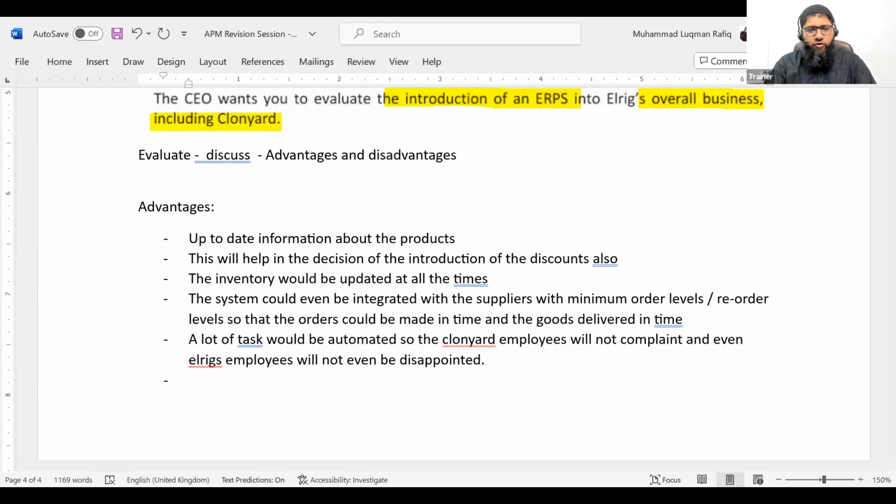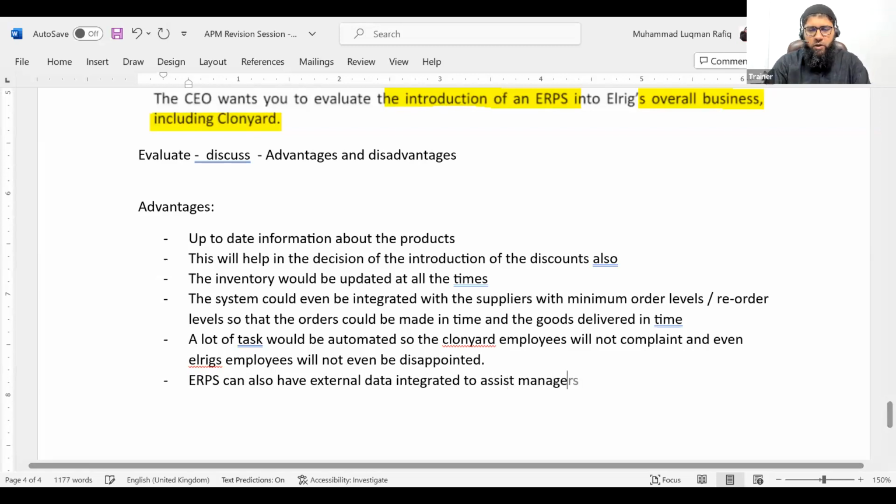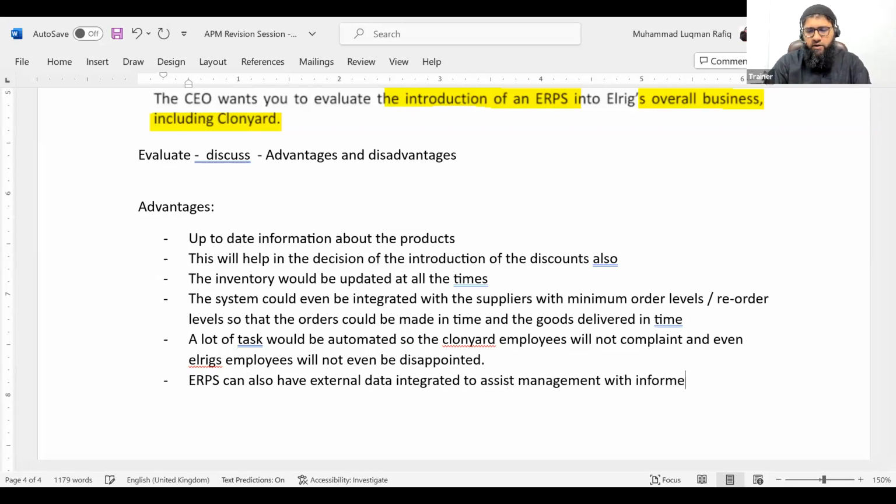What other advantages could actually be there? The ERPs can also have external data integrated to assist management with informed decisions.